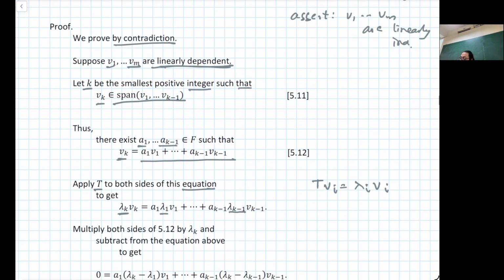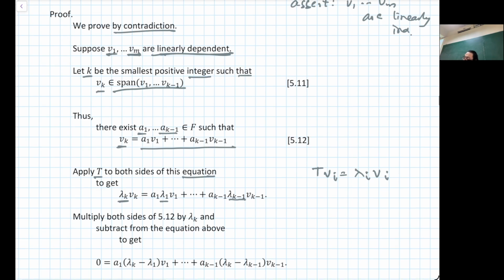Okay, so in case you fell behind, the argument is as follows. We're going to show that the vectors v1 to vn are, sorry, we're going to assume for contradiction that they're linearly dependent. If you make that assumption, one can conclude that there has to exist some integer k such that vk is in the span of the remaining vectors. So you choose the smallest such k.